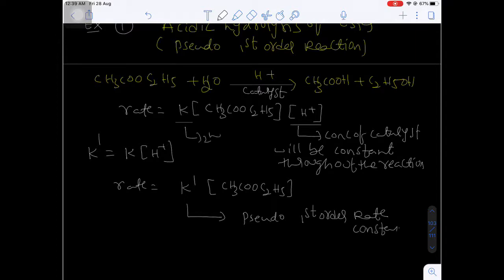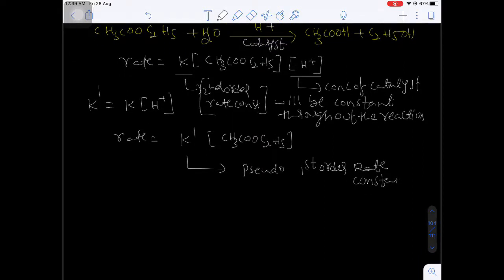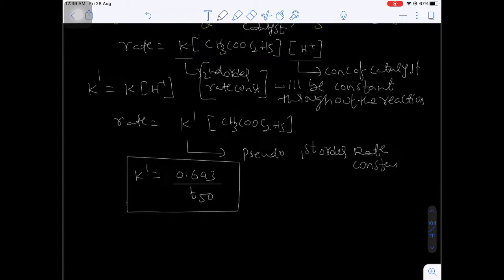Remember, K is a second order rate constant, but K dash is called first order rate constant. That is very important. Are you getting my point? Now here K dash is the first order rate constant. What is the half life for a first order rate constant? That will be 0.693 by K dash. What is the K dash? That is the rate constant, called pseudo first order rate constant. Are you getting my point?